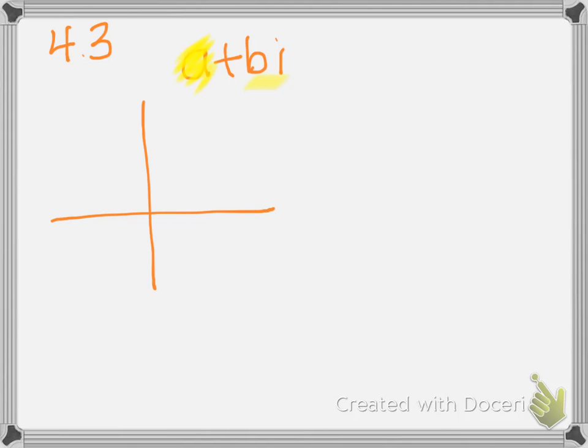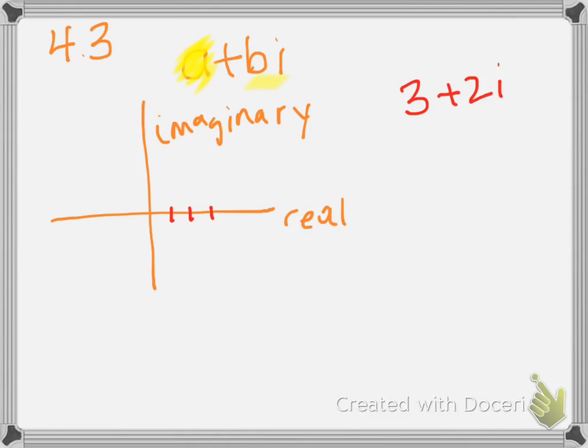So the first thing we're going to do is graph that in a complex plane. A complex plane looks a lot like an XY axis, except this is considered the real axis, and this is considered the imaginary. If I were to graph anything, we can just pick 3 plus 2i. I would go 3 on my real, and up 2 on my imaginary, and I have this piece right here. That's 3 plus 2i.